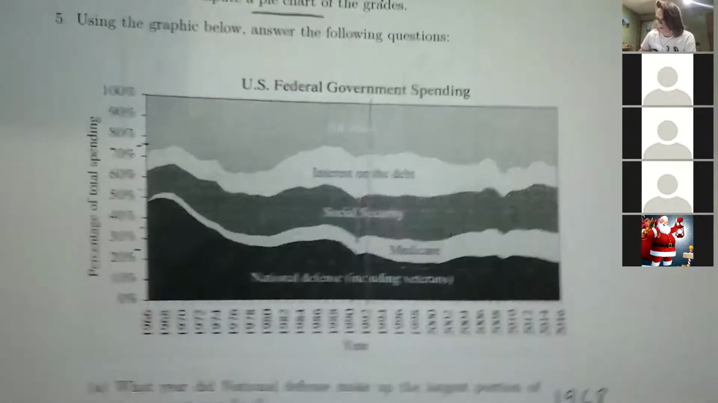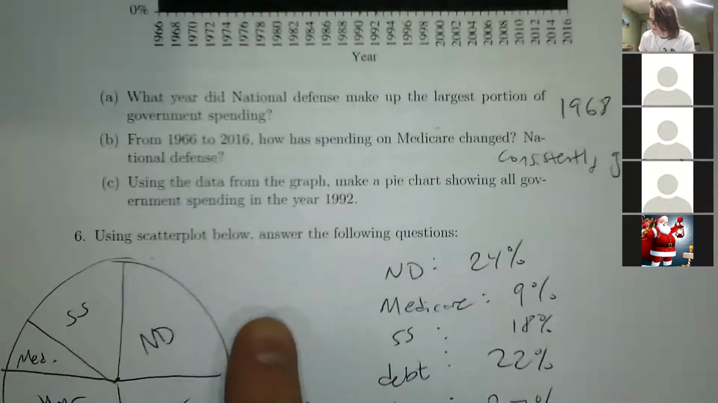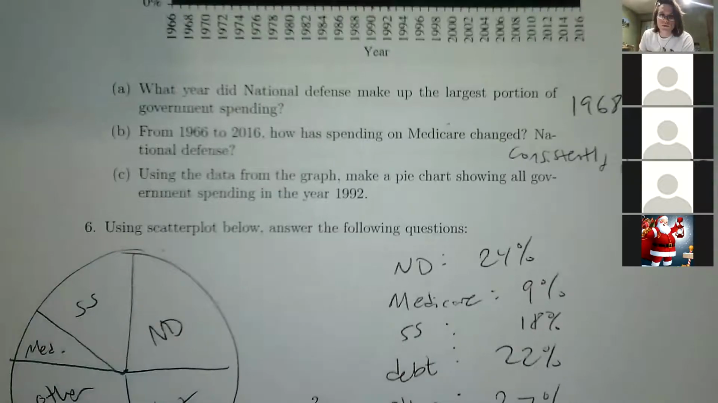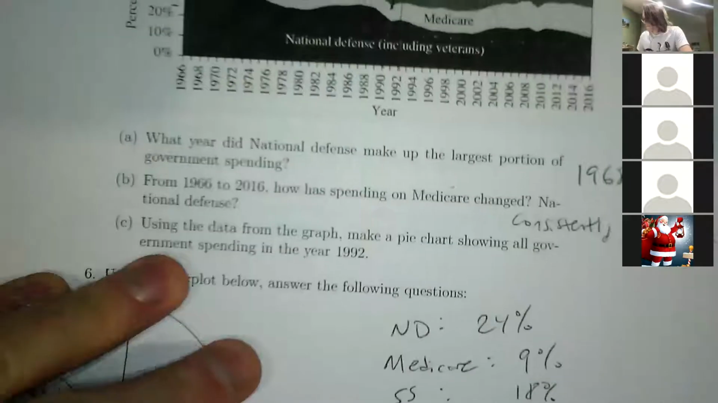All right, so 6. Ignore all this, obviously. So 6, using the scatter plot below, answer the following questions. Okay, so next page.